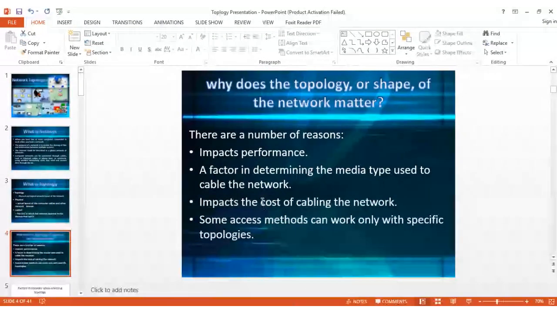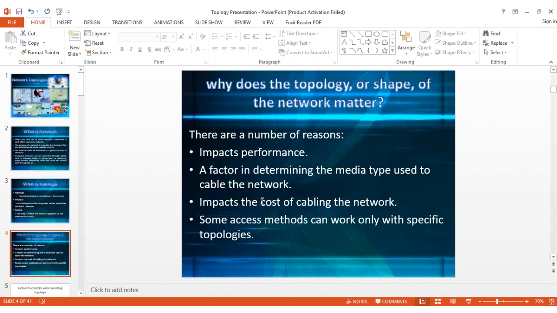The next subsection: why does the topology, or shape, of the network matter? Remember, we said you can be using either a bus topology or a star topology. So the shape of that network has an effect. For example, in terms of performance, some topologies provide better performance as compared to other topologies.